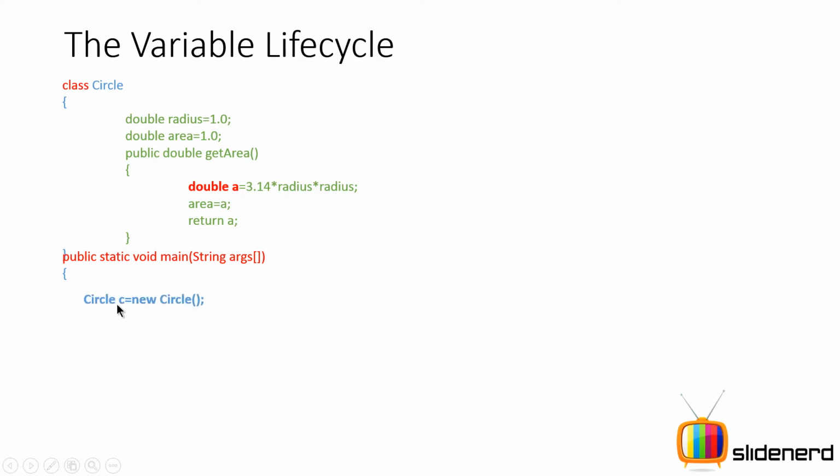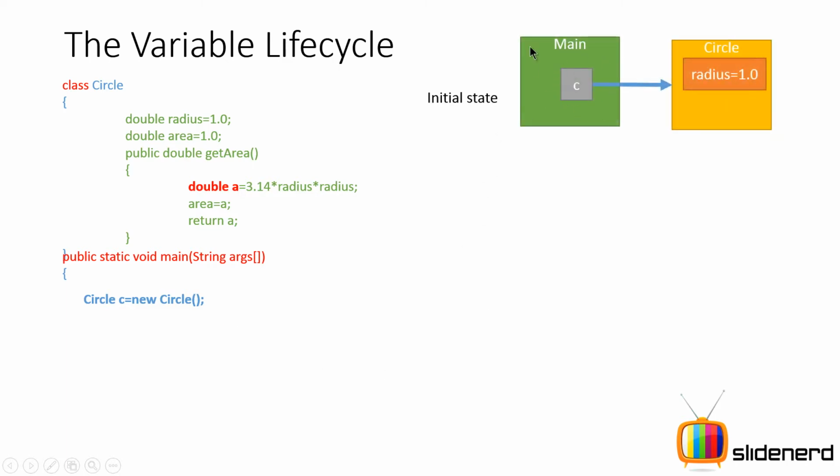When I say Circle c = new Circle(), in the initial state this is what is going to happen. There's our main method, and there's c, which is this reference over here. That's going to point to a Circle object because we have said new Circle. This Circle object contains radius = 1.0, which is the default value for the radius variable, and area = 1.0, which is the default value for the area variable.